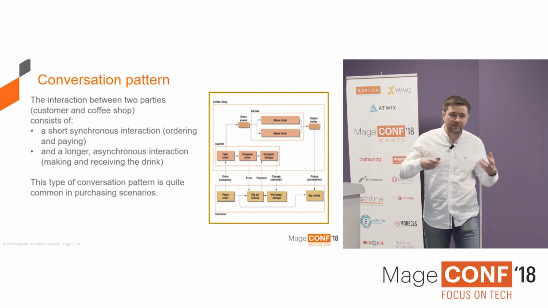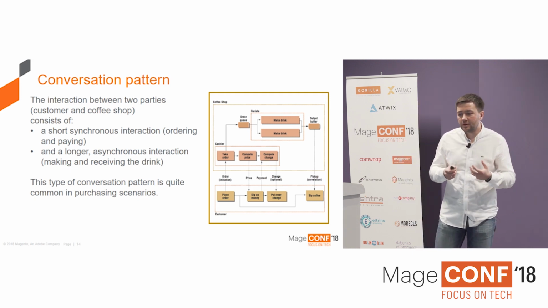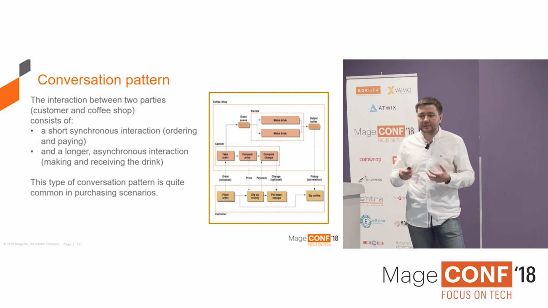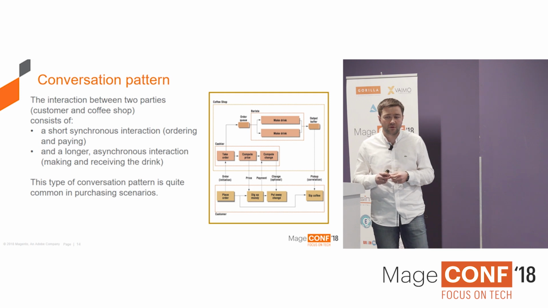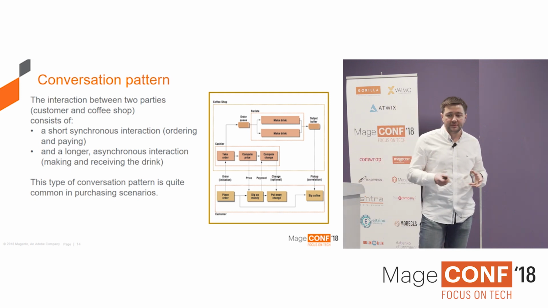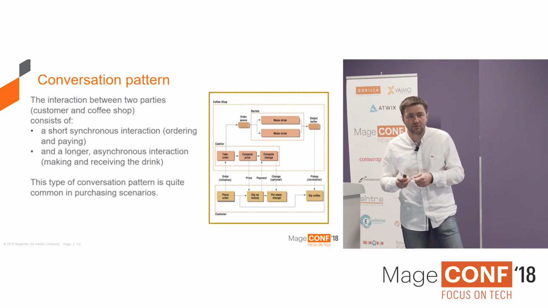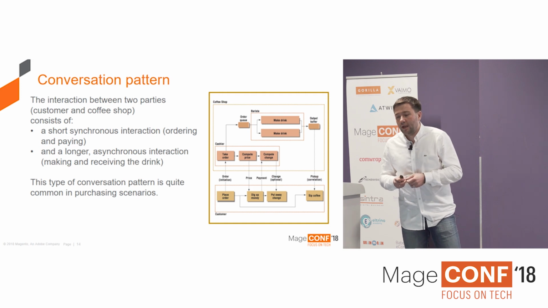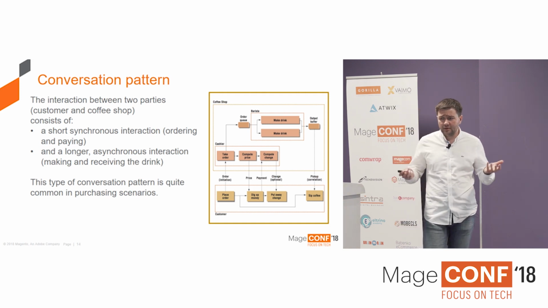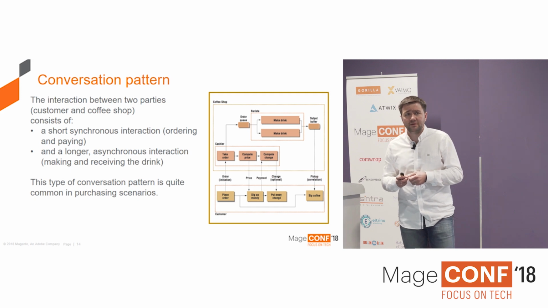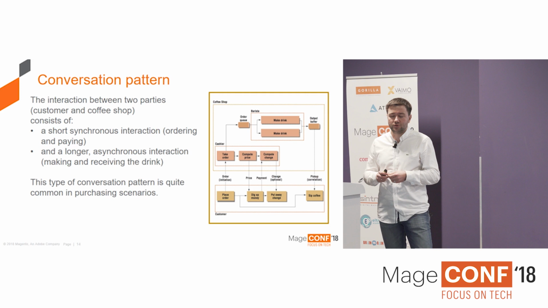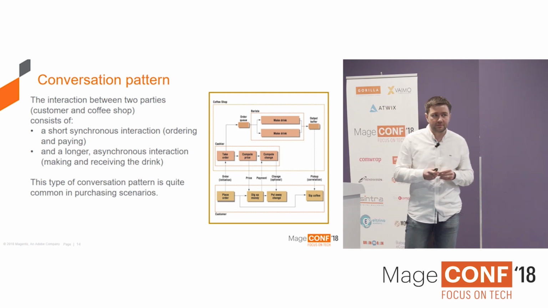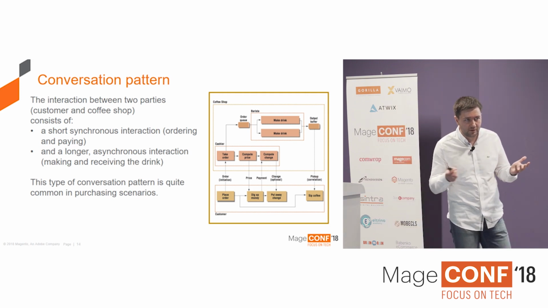And actually, most of the time, the customer does not wait standing near the cashier at the cash desk waiting for the coffee. He can occupy any place and just enjoy the conversation with his friend or whoever. And after the coffee is ready, he will be notified about that. So this is a pretty typical model, which shows that asynchronous operation is very common in business.